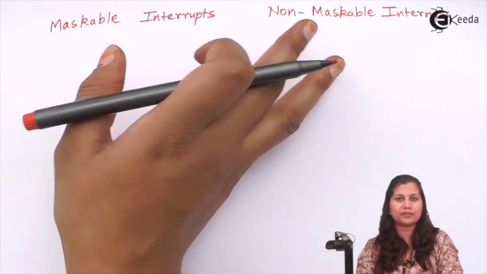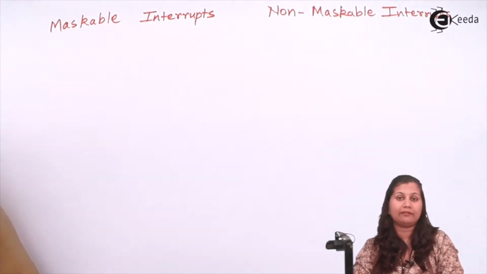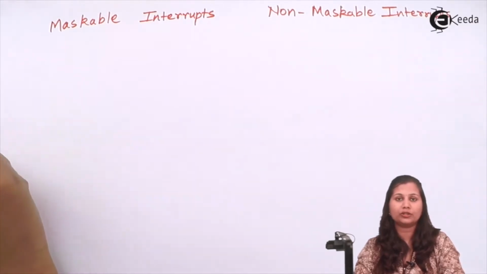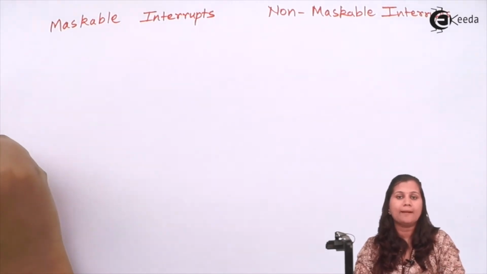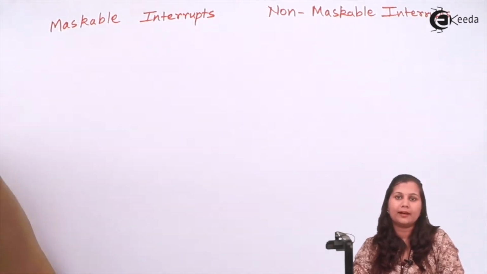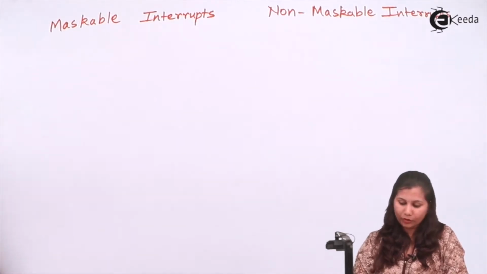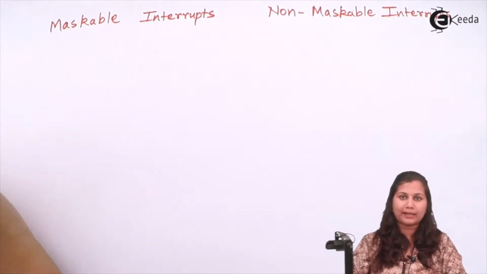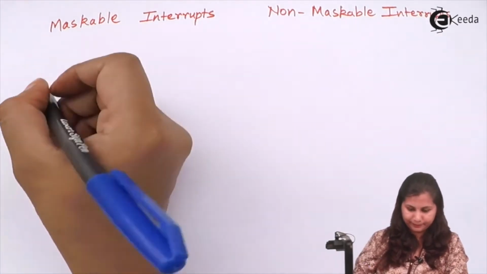And those interrupts which cannot be masked, which have the highest priority, the processor has to stop its execution whenever these types of interrupts are given to it. First it has to acknowledge and execute that service routine, and after that the processor can resume its program. Those interrupts come under the category of non-maskable interrupts.